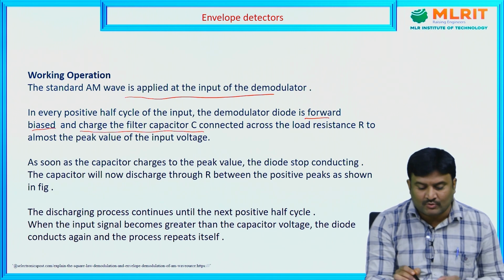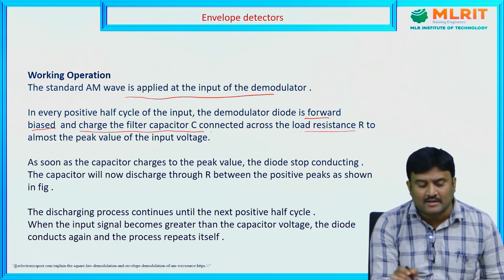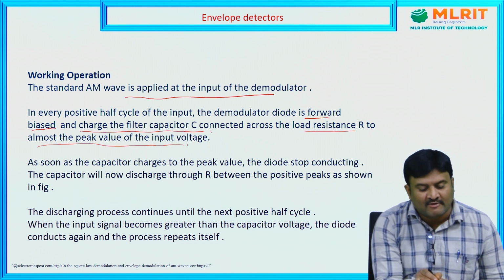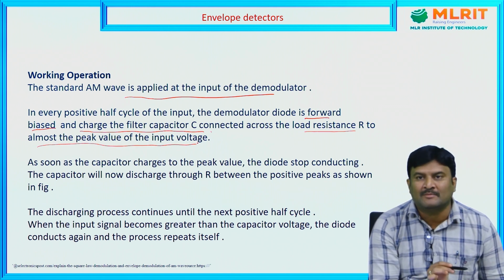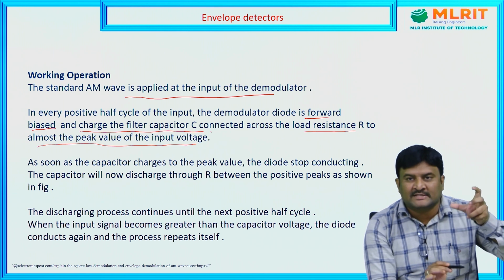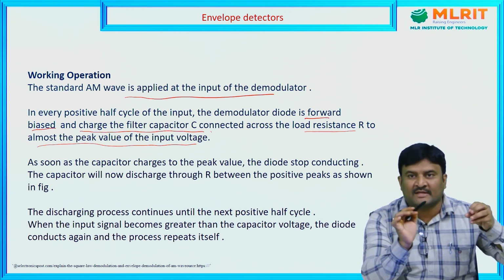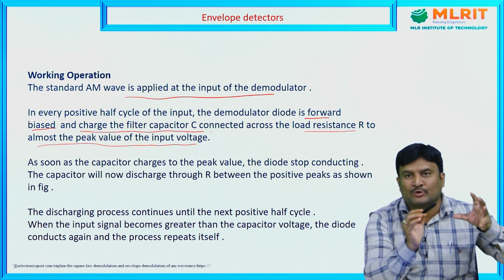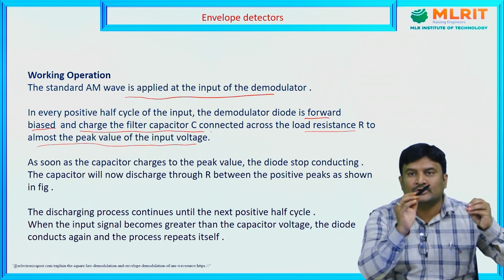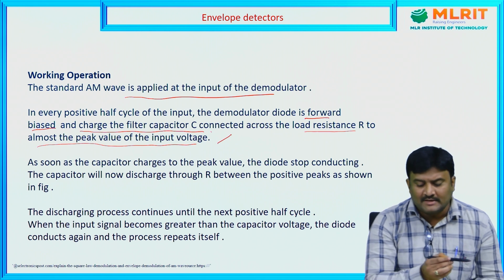The charging is going. Then C is connected across the load resistor R, charging to almost the peak value of the input voltage. How much input positive voltage is given, the charge increases accordingly. The capacitor is an electric storage device, therefore the charge should be going like this. Then, what is the next one?